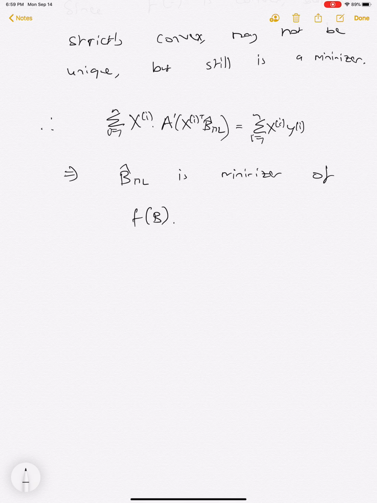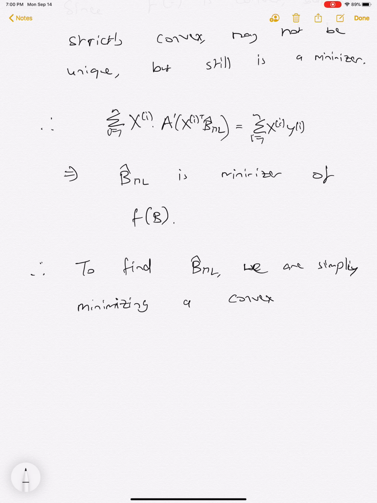Okay, and so what that means is that, so that's already pretty cool. And the other thing that's pretty cool about this is that to find beta hat ML, we are simply minimizing a convex function.